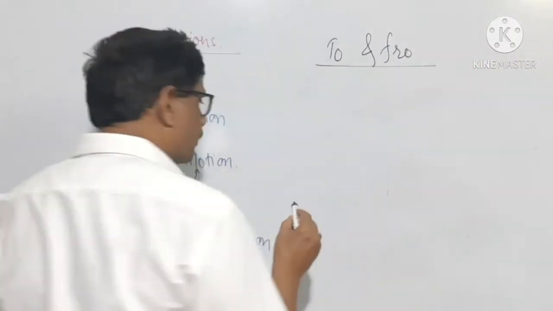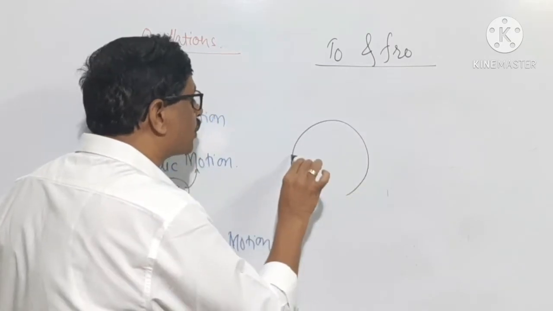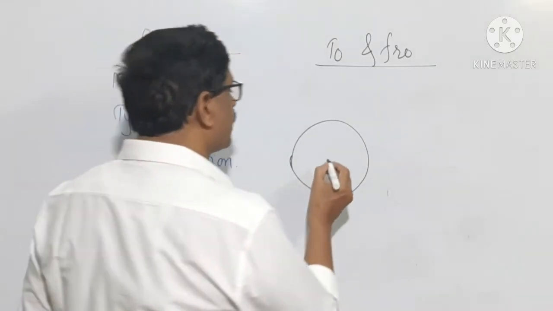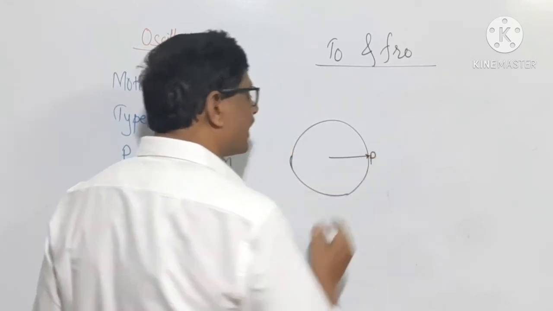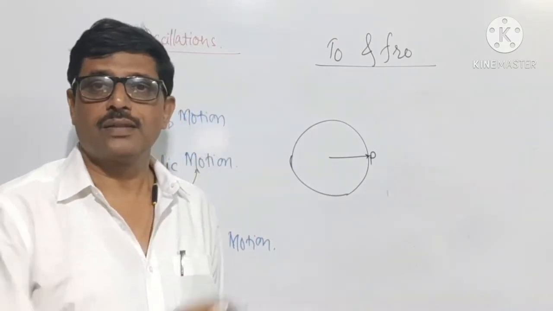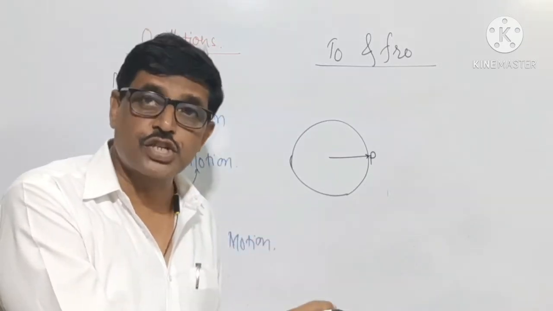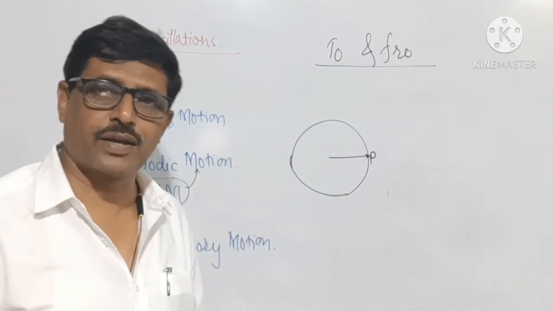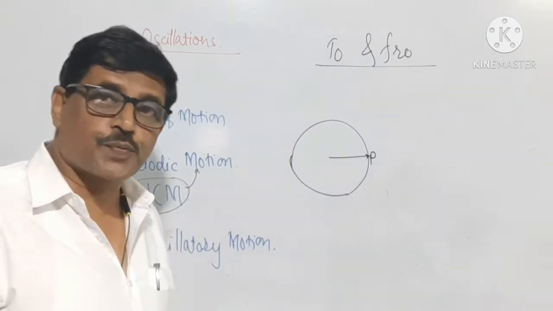What did we say about uniform circular motion? Uniform circular motion is a motion of an object along the circumference of a circle. It is uniform because the time required by the particle to complete one revolution, that is the period of revolution, is the same for every revolution. Therefore, the motion of an object along the circumference of a circle with constant speed is uniform circular motion. It is periodic because it repeats after regular intervals of time.